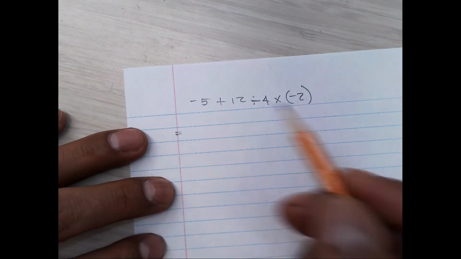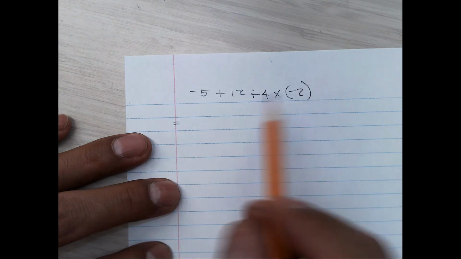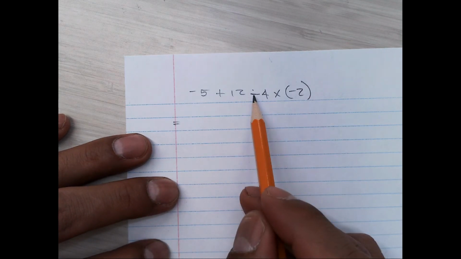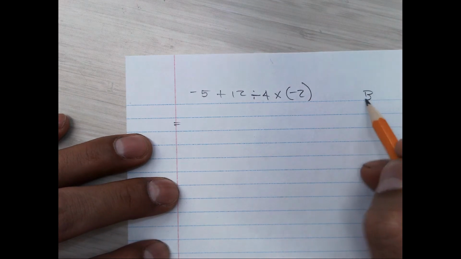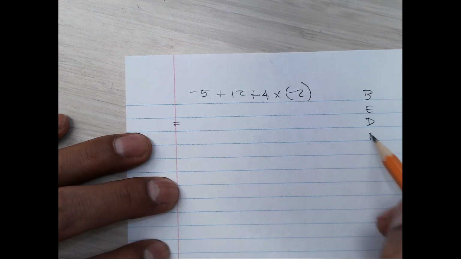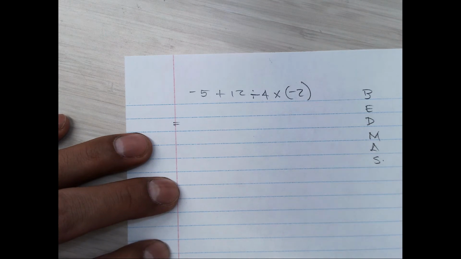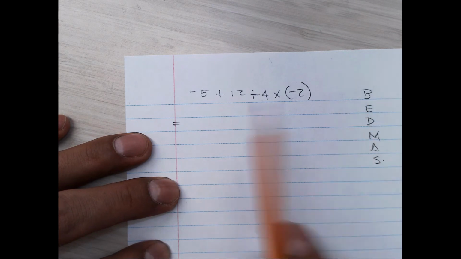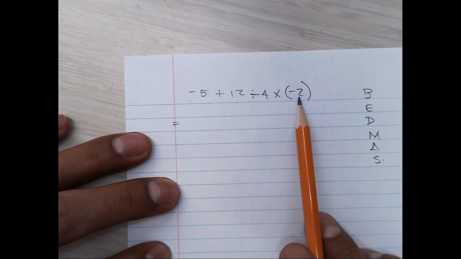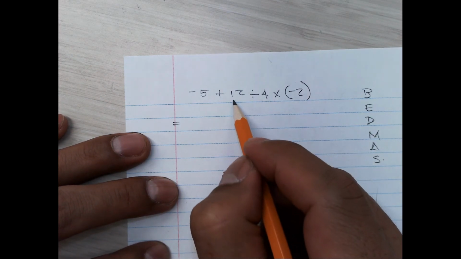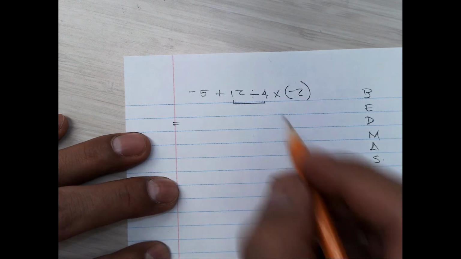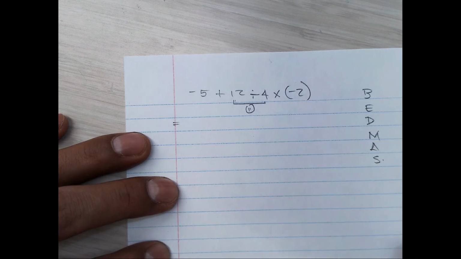How do we solve this? Well, what operations do we have here? We have an addition, division, and a multiplication. According to BEDMAS, and I'll write it out here again as a reminder, I don't see any brackets with operations in them. There's a bracket here that contains a negative 2. That doesn't count. No exponents, but I do have a division. What's the division? The division is between positive 12 and positive 4. That's what we have to do first. Okay, that's number 1.